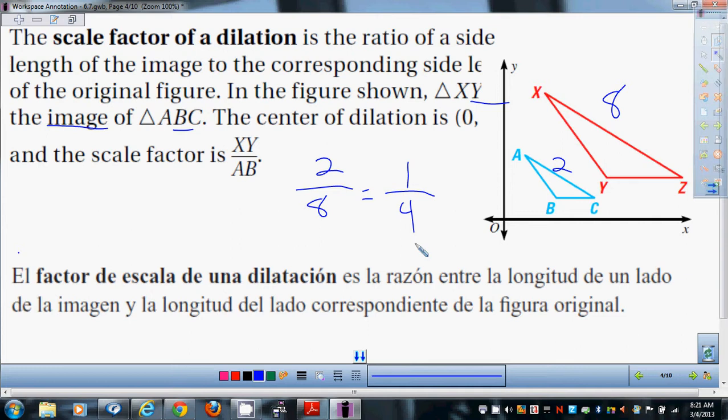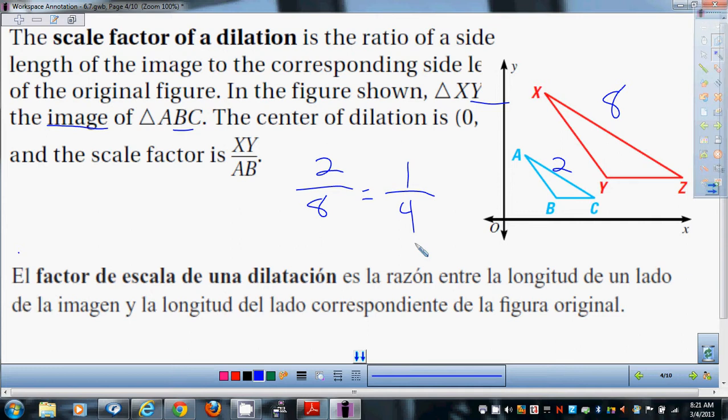It got smaller, therefore that's less than 1. Your new will be on the top, and your old will be on the bottom. New over old. Questions on that? Sure. So hopefully you can kind of see where this is going.